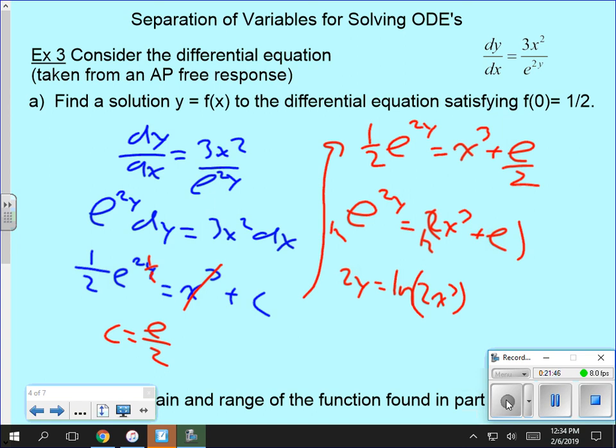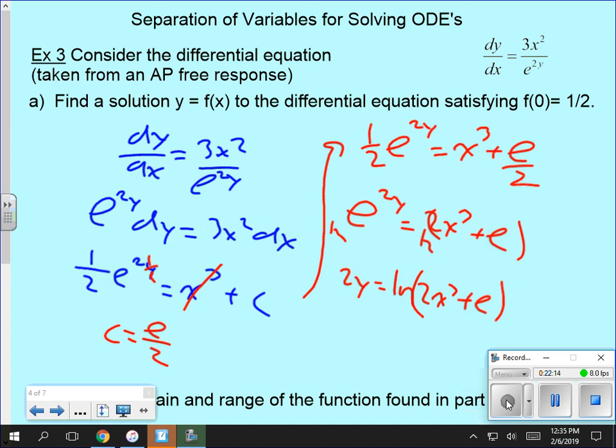No, this is not. It's still just the natural log of 2x cubed plus e. You can't do that. You can't distribute. It doesn't combine because the natural log of xy is the natural log of x plus the natural log of y, not the natural log of x plus y.